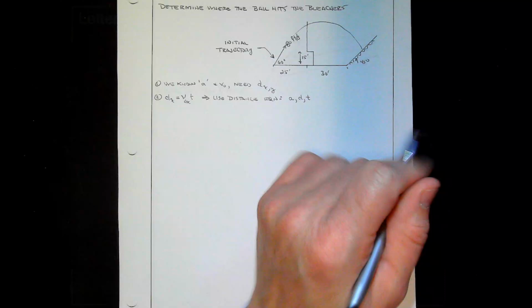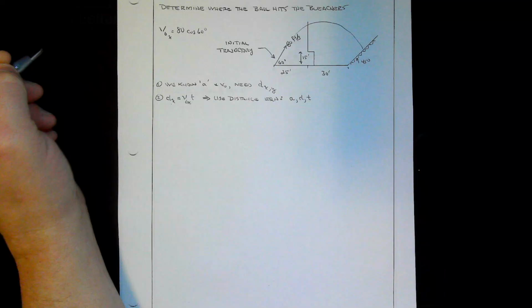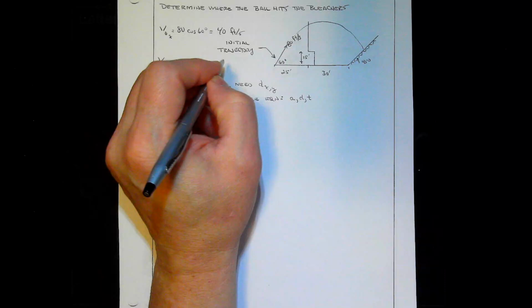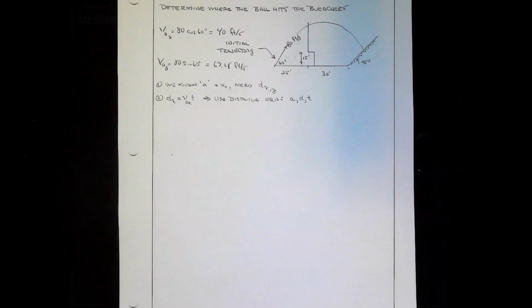All right, and it's going to land in the stands. So the stands start 55 feet away and they go up at 45 degrees. And so we want to know, where does the ball hit the bleachers, where we straighten out the bleachers at this 45 degrees. We're not going to worry about the stairs and all that stuff. Okay?